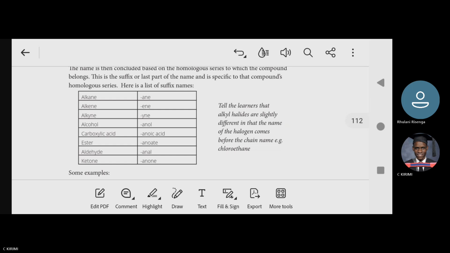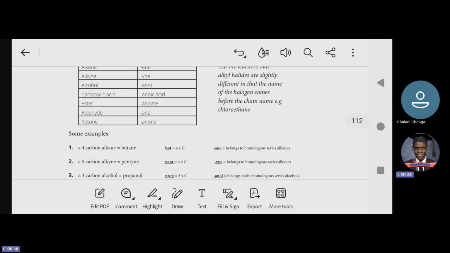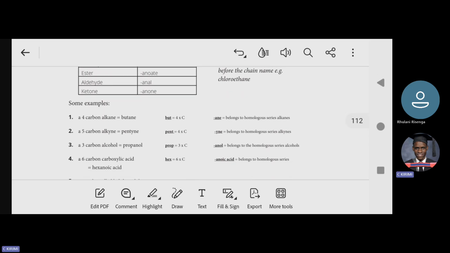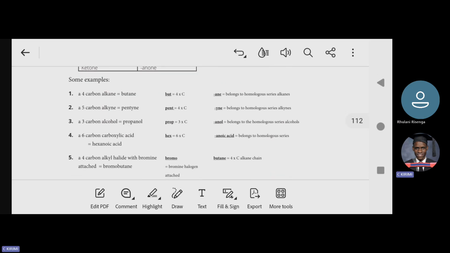Butyl ethanoate, etc. Propanal, butanal, if it's an aldehyde. And if it's a ketone, which means propanone, butanone, pentanone, etc. Okay. So these are the examples where we are putting the labeling and the naming.